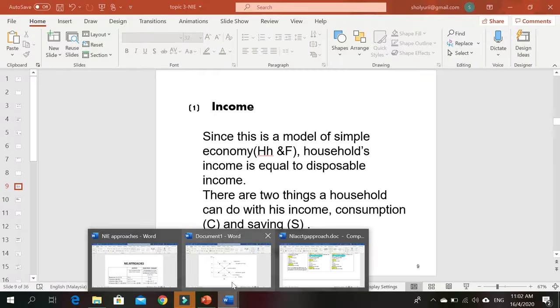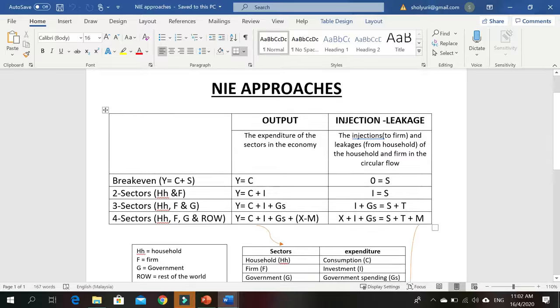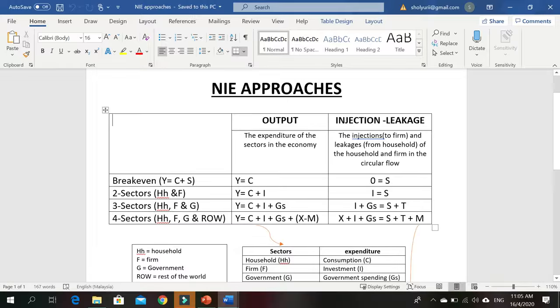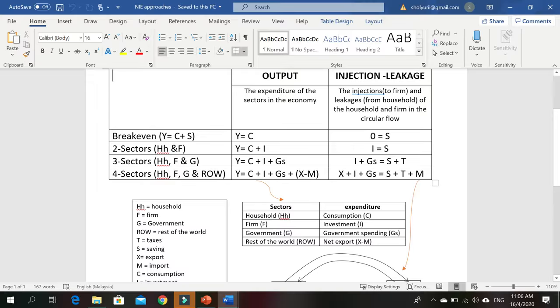Alright, so I will summarize the formula. So this is the formula. Okay, so dah ingat formula ni? Okay, so here is the summary of the formula. Kita ada 2 formula, ada 2 jenis formula yang you boleh pakai. So tak kisahlah you pakai output approach ke, injection leakage approach ke, jawapan dia confirm sama. Okay, so apa maksud output approach formula? This is the expenditure of the sectors in the economy. So you kena ingatlah sectors dalam ekonomi, kita ada household, kita ada firm, kita ada government, kita ada rest of the world. So short form saya HHFGROW. Sama je macam saya ajar topik tu masa kita belajar circular flow.